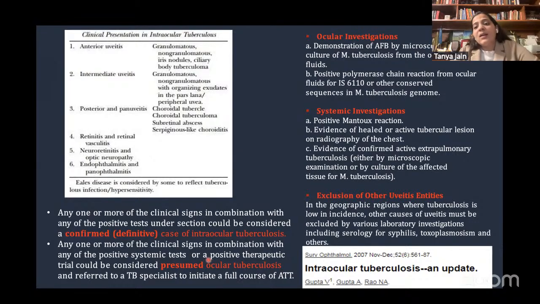and must be promptly treated with ATT, probably for a longer duration, even though there's no consensus on this, but at least for 9 months, and oral steroids.